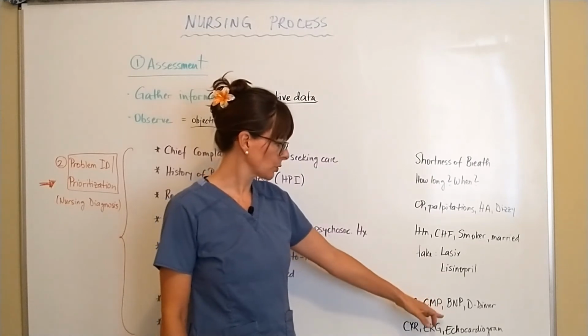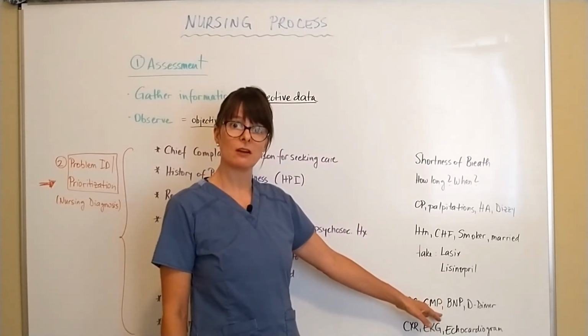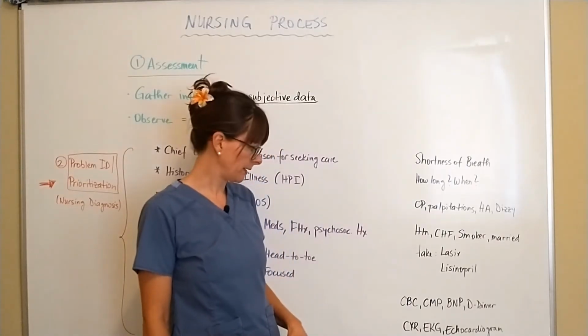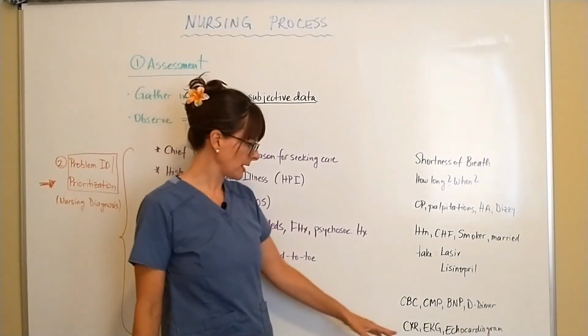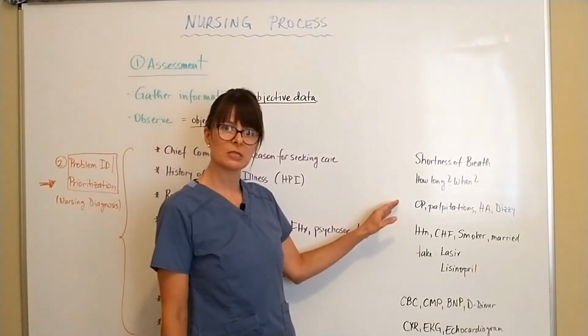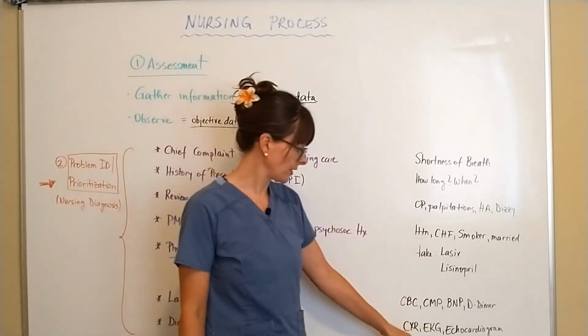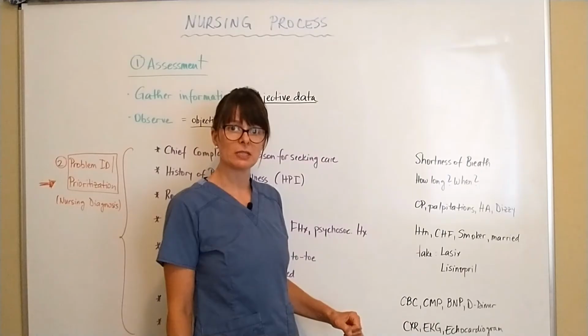We might want to look into a BNP to assess their cardiovascular status and the status of their congestive heart failure, or a D-dimer if you were worried about clotting. And then other diagnostic tests might be a chest x-ray, an EKG if they're complaining of chest pain, palpitations, and especially given the history of congestive heart failure, and then maybe an echocardiogram to look at their heart in a little bit more detail.